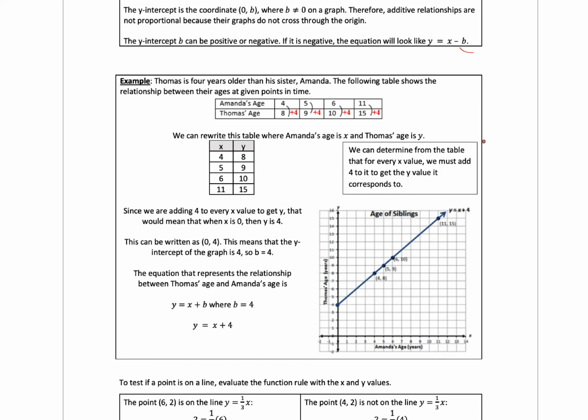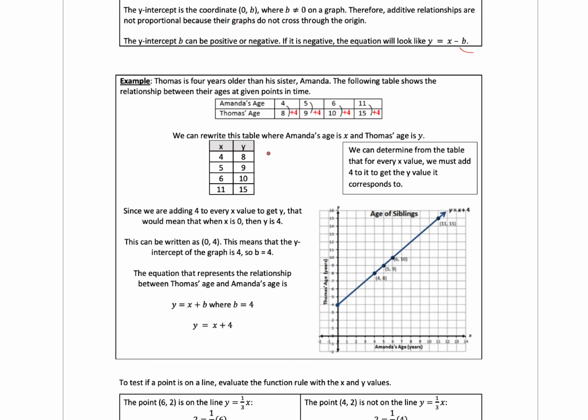So as an example of this one, if we have a table where Thomas is 4 years older than his sister Amanda, we can see that whenever Amanda is 4, we add 4 to her age to get Thomas's age, which would be 8. When Amanda is 5, Thomas is 9. When Amanda is 6, Thomas is 10. And when Amanda is 11, Thomas will be 15. So we're just adding 4 to those ages. So we can write this in a table of x and y. So we have 4 to 8, 5, 9, 6, 10, and 11, 15.